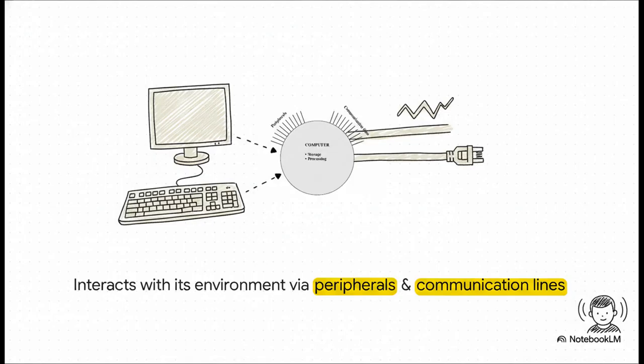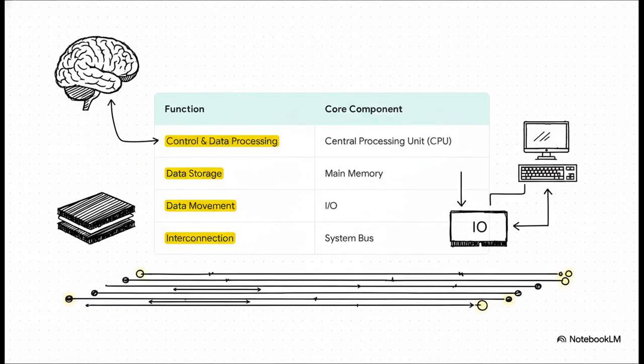Let's start with data movement. The computer has to talk to the outside world. It has to talk to you. It does this through peripherals, your keyboard, your monitor, and through connections like Wi-Fi or an Ethernet cable. This whole job of getting data in and out has a simple name: input-output, or just I/O. And here it is. This is where it all clicks into place. We can map those 4 functions directly to 4 main physical components. The central processing unit, the CPU, that's the brain. It handles both control and data processing. Main memory, or RAM, is where data gets stored. The I/O ports and peripherals handle all the data movement. And the thing that connects them all? That's the system bus. Think of it like the computer's nervous system, a superhighway of wires that lets every part talk to every other part.